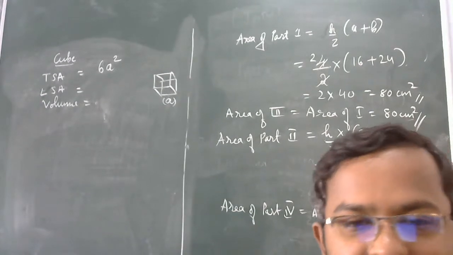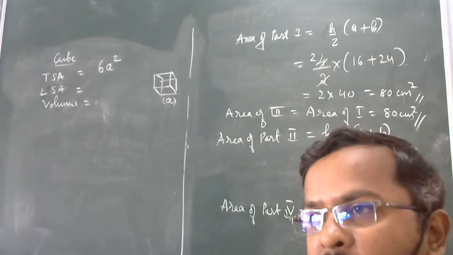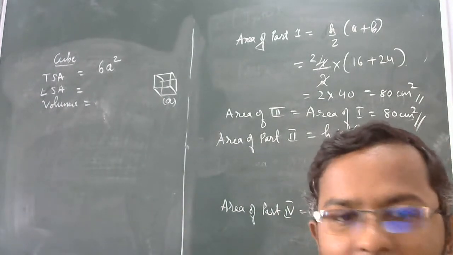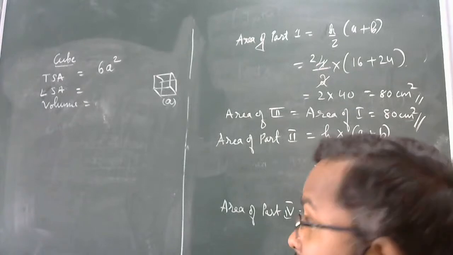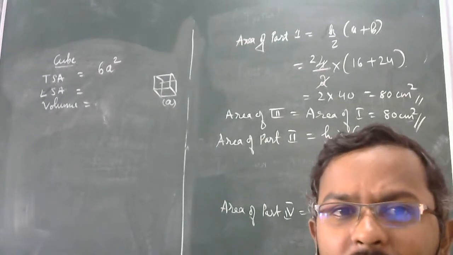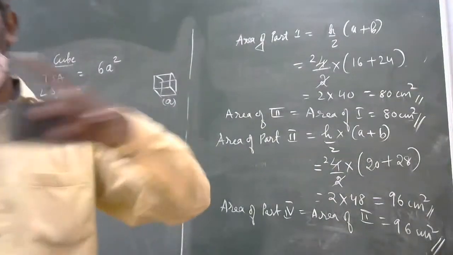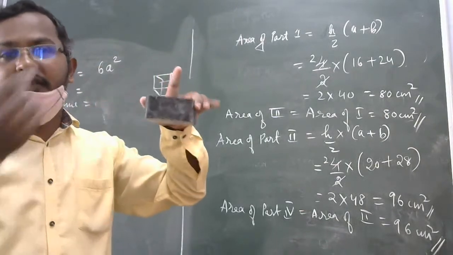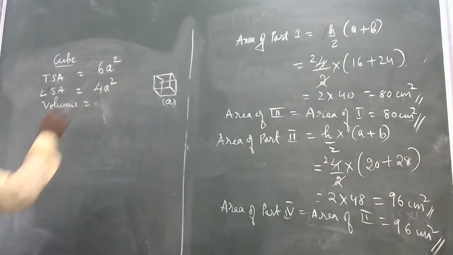What do you mean by lateral surface area? When we leave the top and bottom, the remaining 4 sides, whatever they are, that we call lateral surface area. What is the formula for lateral surface area of cube? It will be 4a square, because if you take a cube, the top and bottom we are leaving, the remaining four sides will be there. The area of one side is a square. The area of four sides will be 4a square. So LSA will be 4a square.